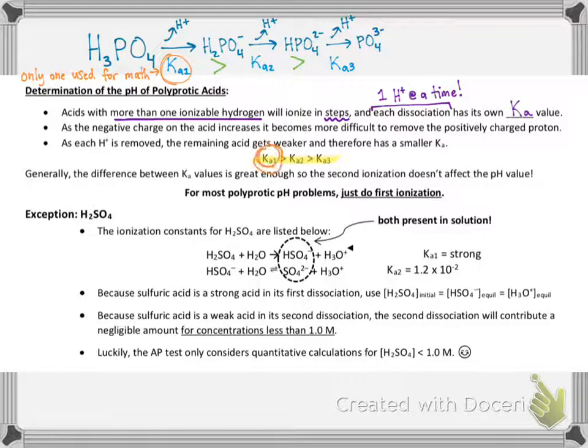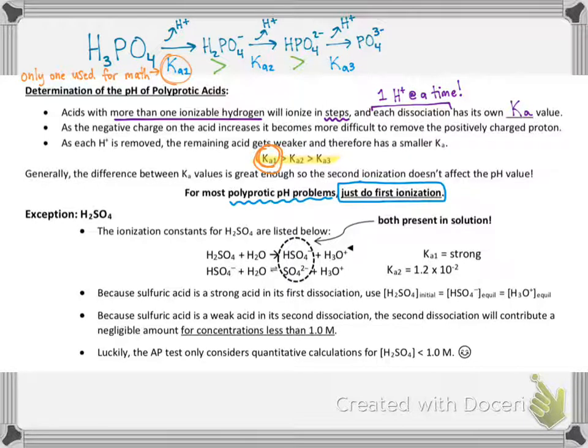And of course, the biggest one, since we only care about the largest Ka value, is the one we use to calculate. Usually, the difference between the Ka values is so big, the second ionization doesn't affect the pH. So, for 99% of polyprotic pH problems, you just worry about the first ionization and you are good to go.